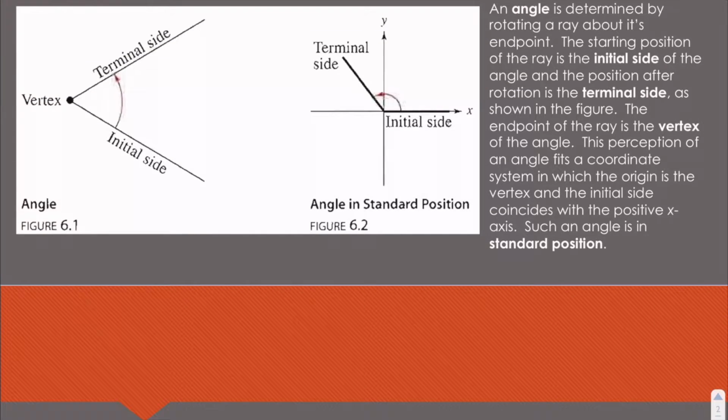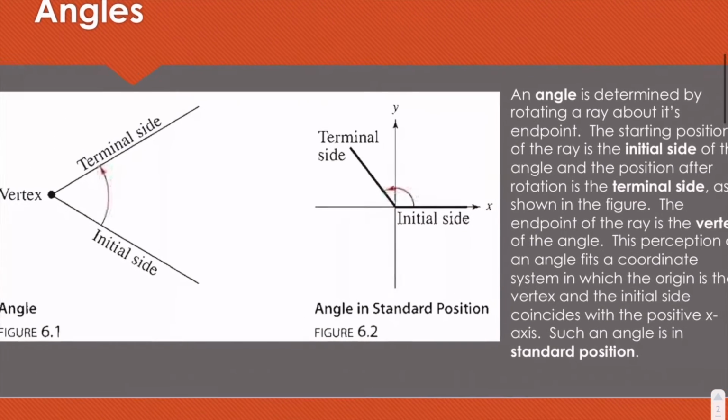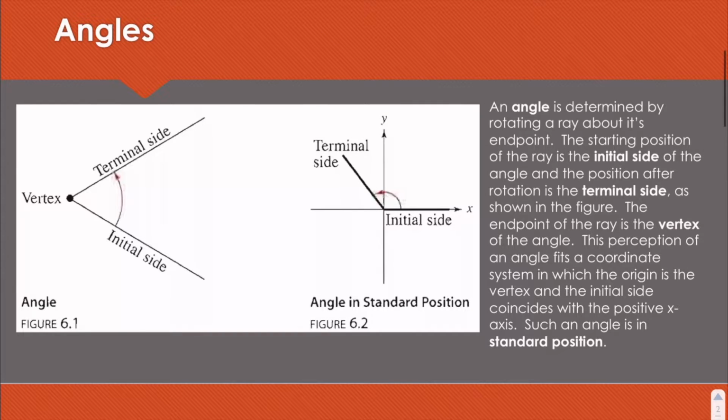We've gotten into talking about angles, and so now as we get into the details of angles, an angle is determined by rotating a ray about its endpoint. The starting position of the ray is the initial side of the angle, and the position after the rotation is the terminal side, as shown in the figure to the left.